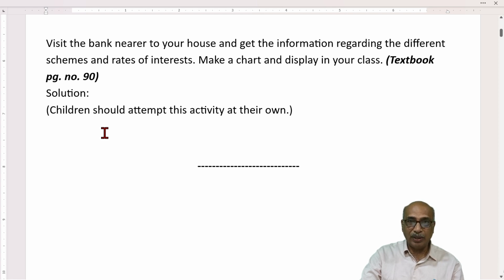One branch manager will be there, a system manager may be there, other clerks must be there, and in the cabin, the cashier will be sitting. So there you try to talk with the bank officers and get the information. And the charts are displayed in the bank, the rate of interest, timing and all. The schemes you can have, you can ask the bank officials also, they will guide you. So you should attempt this activity on your own along with your parents or guardians.